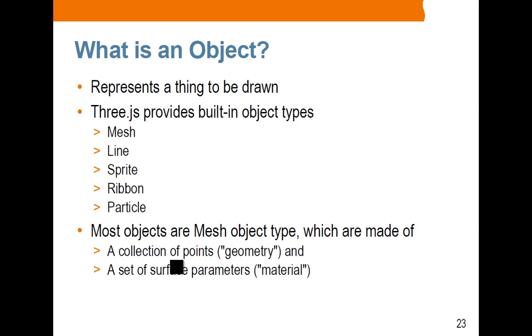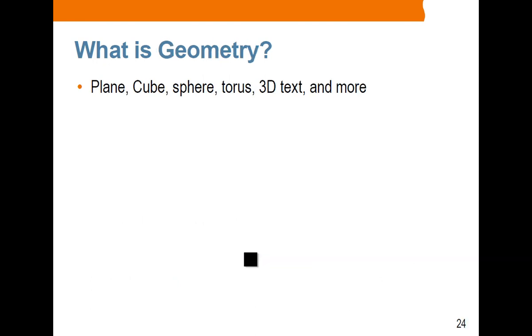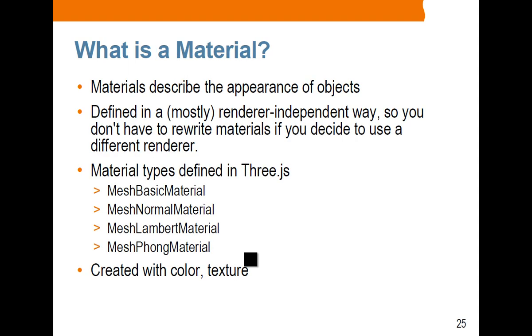This is sort of the technical description of a mesh, but you can think of a mesh as just a thing. So geometry could be plane, cube, sphere, torus, 3D text, and more. So what is a material? A material describes the appearance of an object.